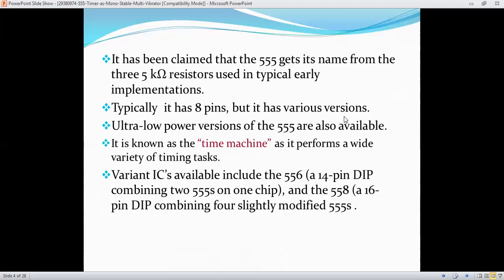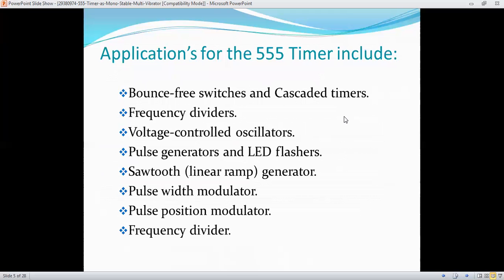Similarly, the 555 has several modified versions. Applications of the 555 include bounce free switch and cascade timer, like you have seen in the UG level classes. Another important application of the monostable is the frequency divider, then VCO, pulse generator and LED flasher, linear ramp generator, pulse width modulator, pulse position modulator, then frequency divider.